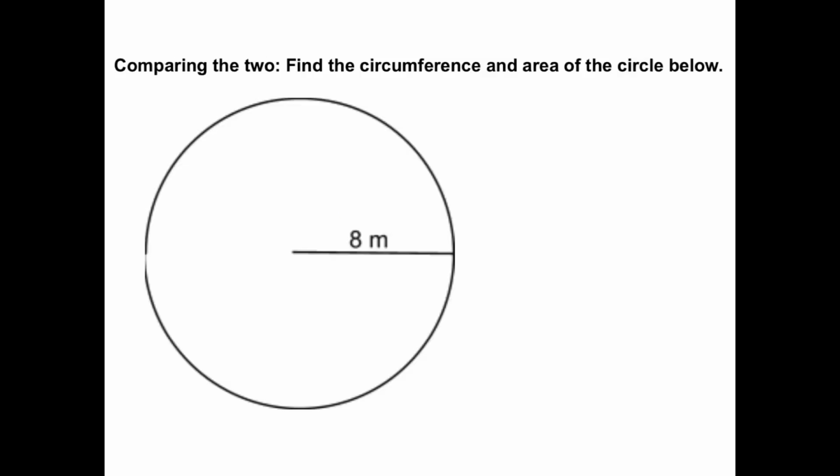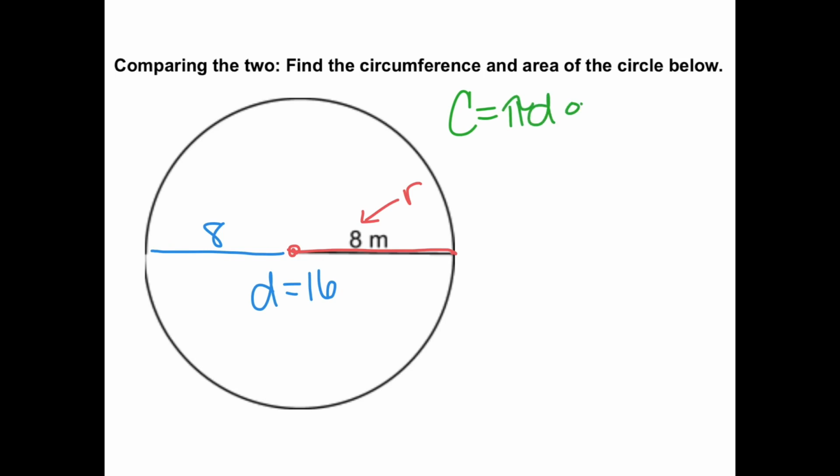Let's go ahead and find the circumference and area of the circle below. Recognizing, please, that the 8 meters is the radius because it's going from the center to a point on the circle. That would mean that the radius going in the other direction would also be 8. So that means that the diameter is 16. 8 plus 8, or 2 times 8, would be our diameter. So for the circumference, it's either pi times the diameter, or it is 2 pi r.